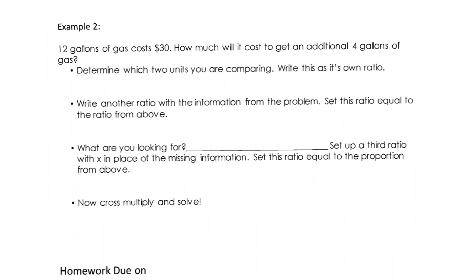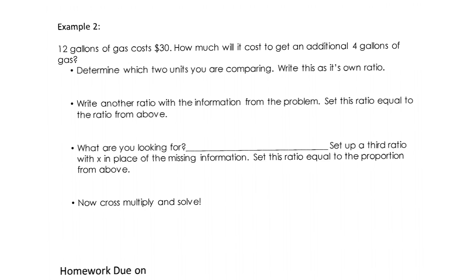So we know that we have gallons over dollars. And we know that our first 12 gallons of gas cost $30. We're going to set that equal to an additional 4 gallons of gas over an unknown amount of money, because that's what we're trying to figure out. So we want everything with money on the same side and everything with the amount of gallons on the other.